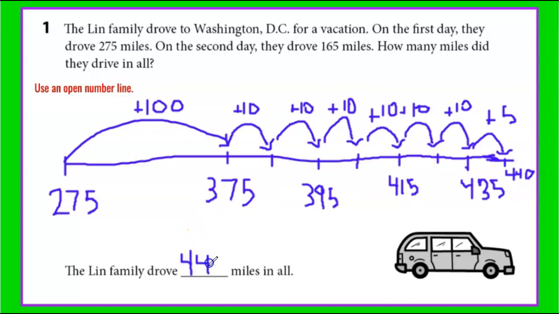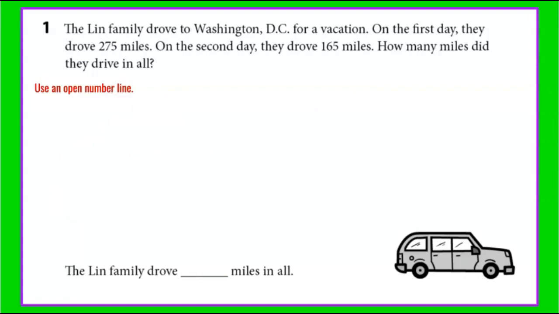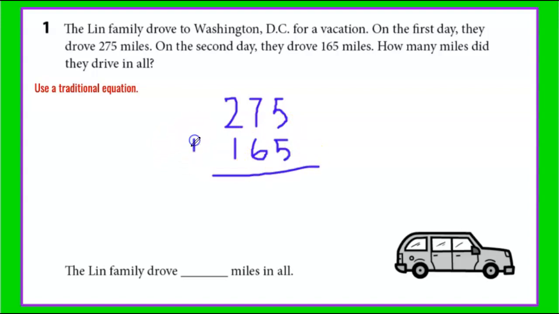So that shows us that each strategy works really well. And now I'm just going to show you our last strategy pretty quickly because we don't use it very often, and that's okay if we don't use that very often yet. So our last strategy that we can use is just a traditional equation. And when you write a traditional equation, you write the biggest number on top, so 275, and then we write 165 underneath. We draw our line and we write our plus sign.